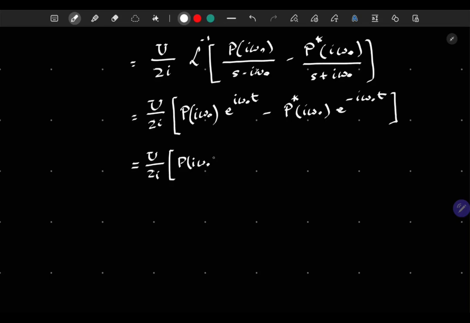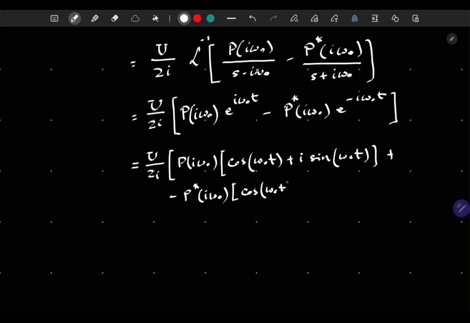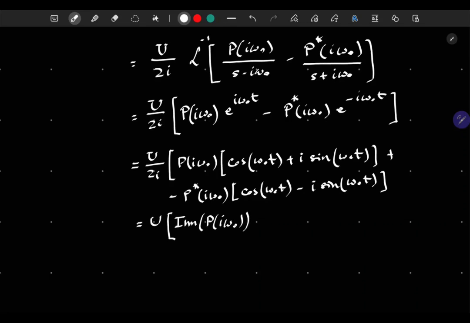Now we can make use of Euler's formula to decompose the complex exponentials into cosines and sines. Now, if we also decompose p into its real and imaginary part, we can eliminate some of the terms, and we are left with the following. We have the imaginary part of p evaluated in omega naught times the cosine of omega naught times t, plus the real part of p in I omega naught times the sine of omega naught times t.